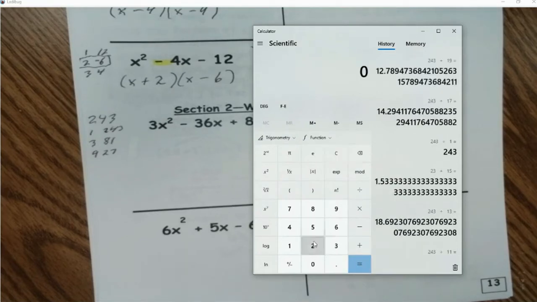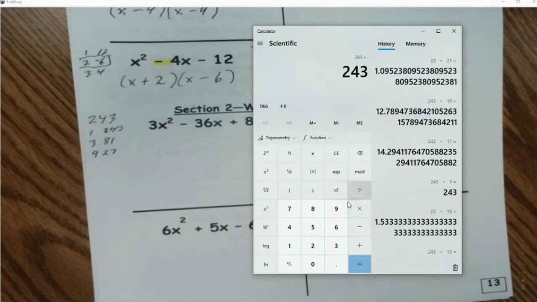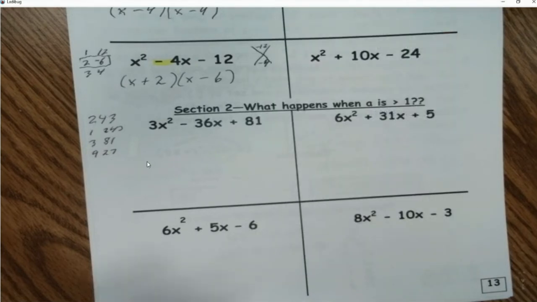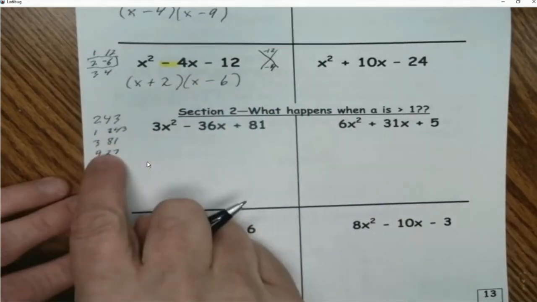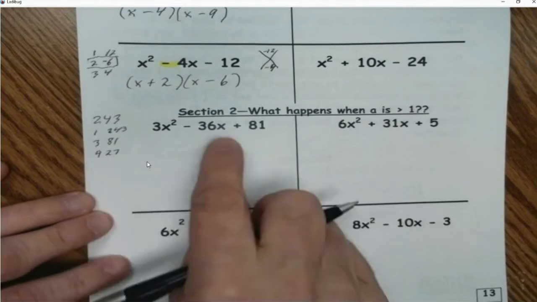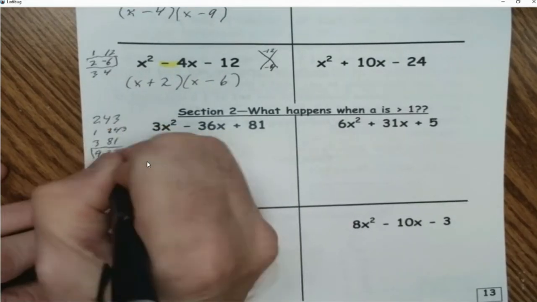Yep. 243 divided by 21. Not going to work. 243 divided by 23 is not going to work. Okay. I think we've hit all the combinations. There's only 3 different ways you can get 243: 1 times 243, 3 times 81, 9 times 27. Which one of those would add up to be 36? We've got it right there.